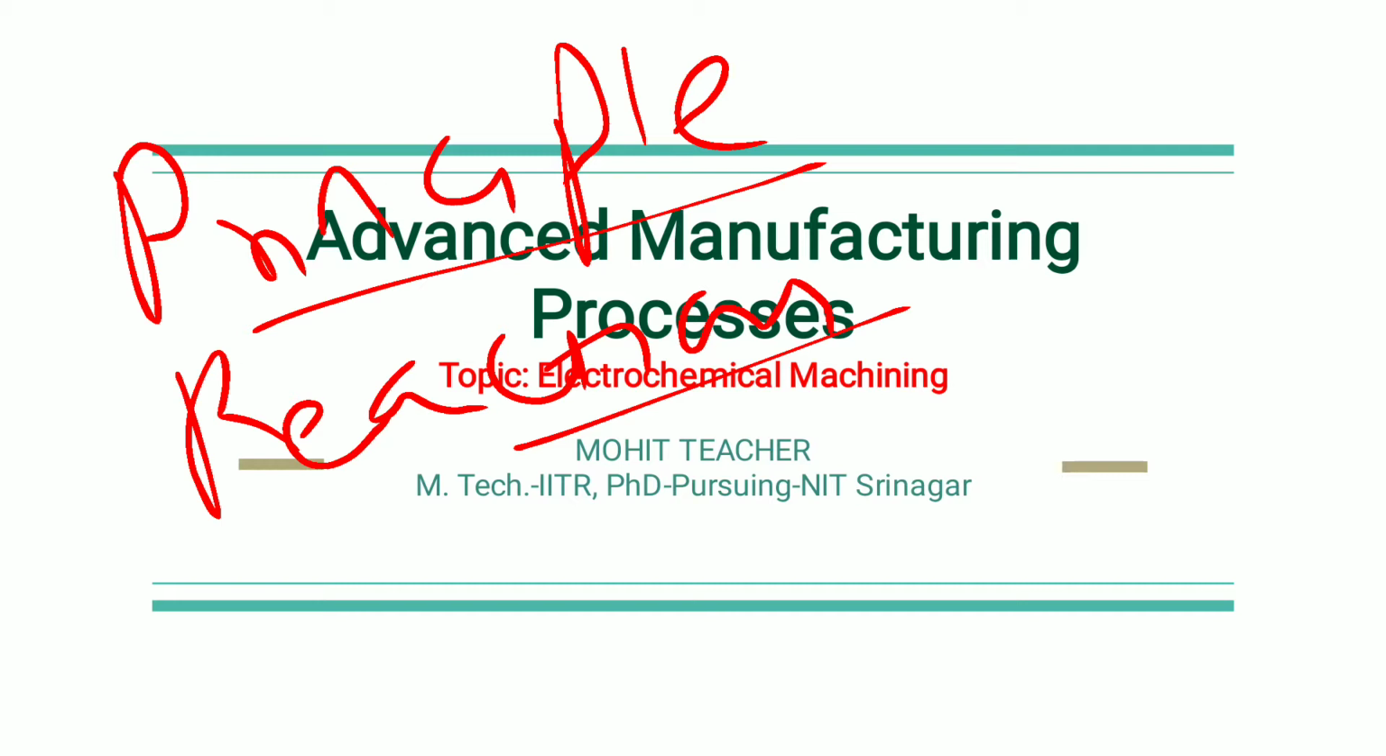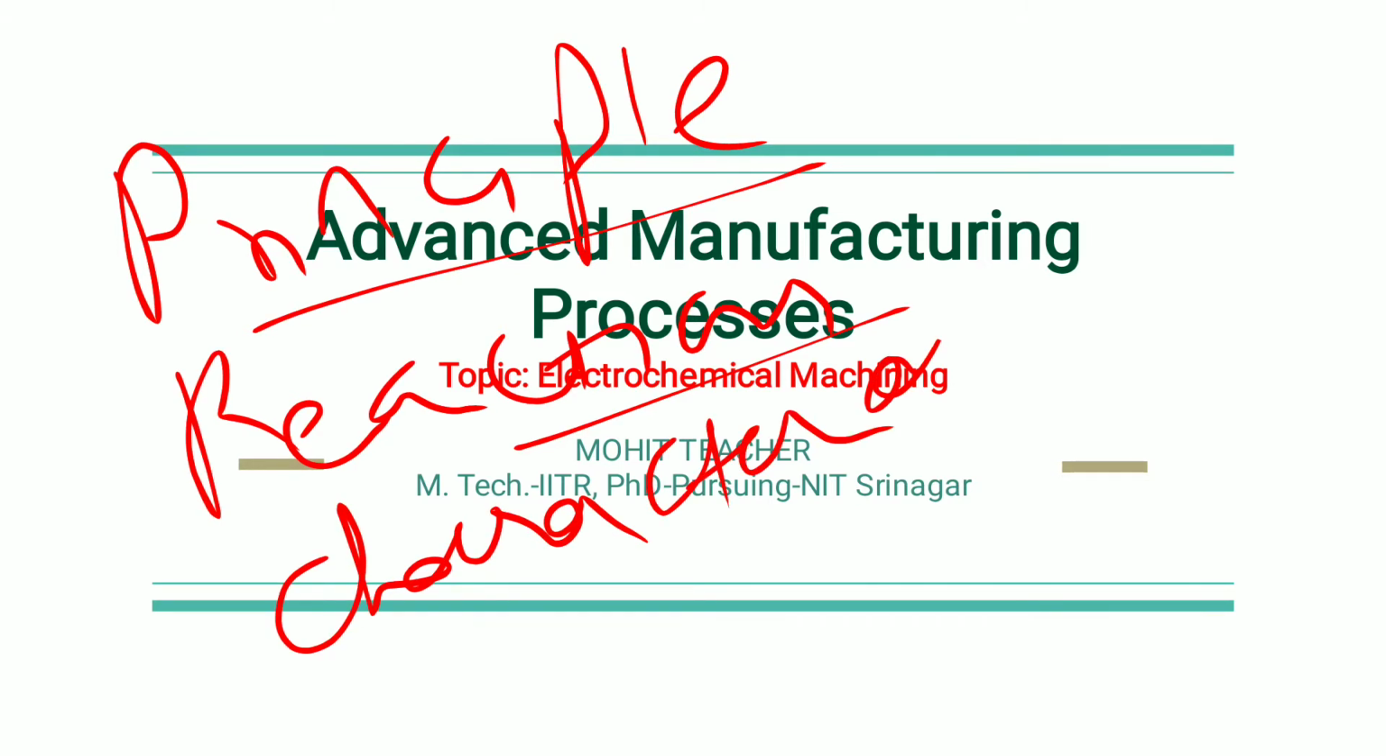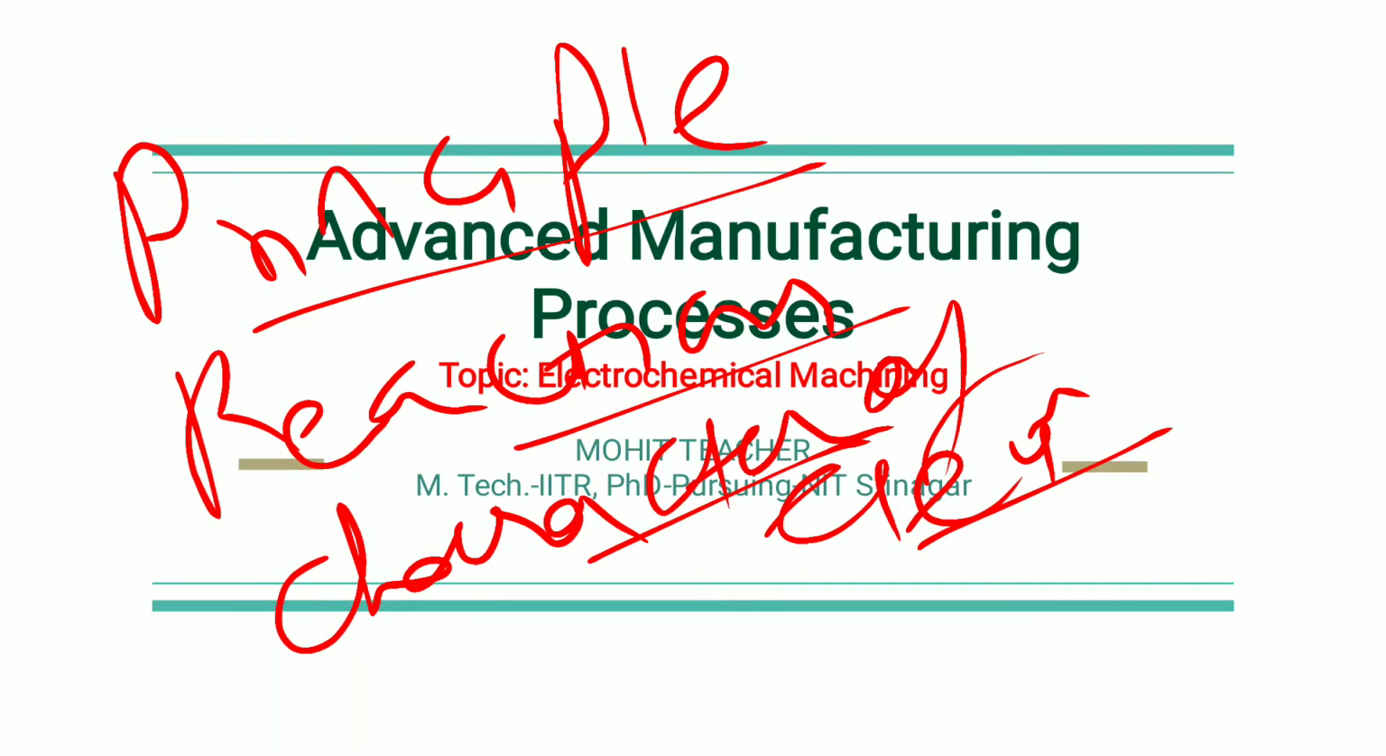We also discussed the characteristics of the electrolyte, because one of the functions of the electrolyte is that it creates the circuit between the workpiece and the tool. So that is one of the main functions, and what characteristics are required, we have already seen.